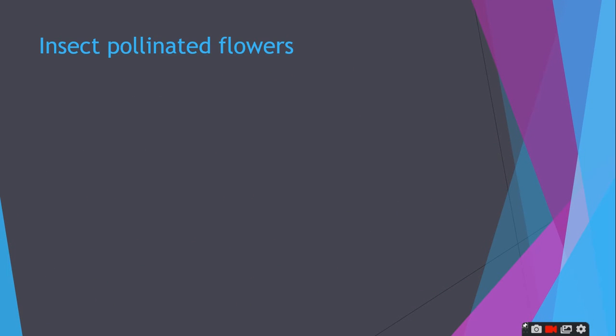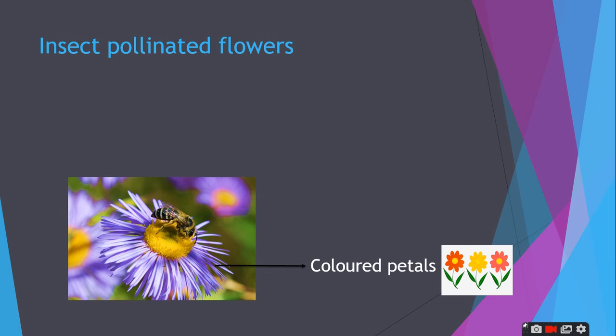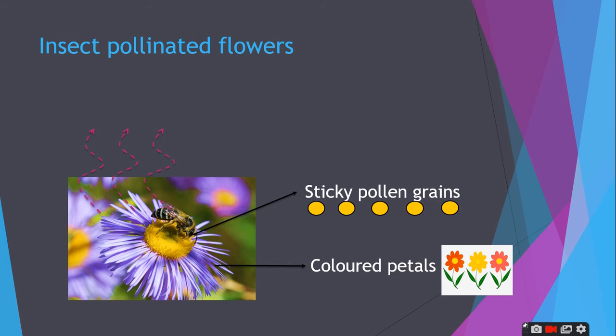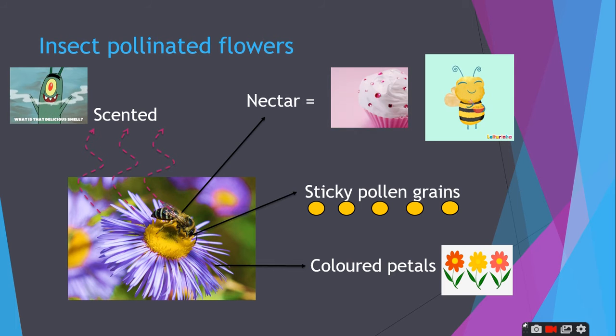Now let's see how the insect pollinated flowers look like. Wow, so beautiful. They have colored petals to attract the insects, sticky pollen grains which can stick to the body of the insect just like strong Fevicol bonding. Do you smell something delicious when your favorite dish is being cooked? It's the same way with these insects. They smell out these flowers and are attracted to them. These flowers also produce nectar, which is tasty cupcakes for these insects. The bee is enjoying its meal.